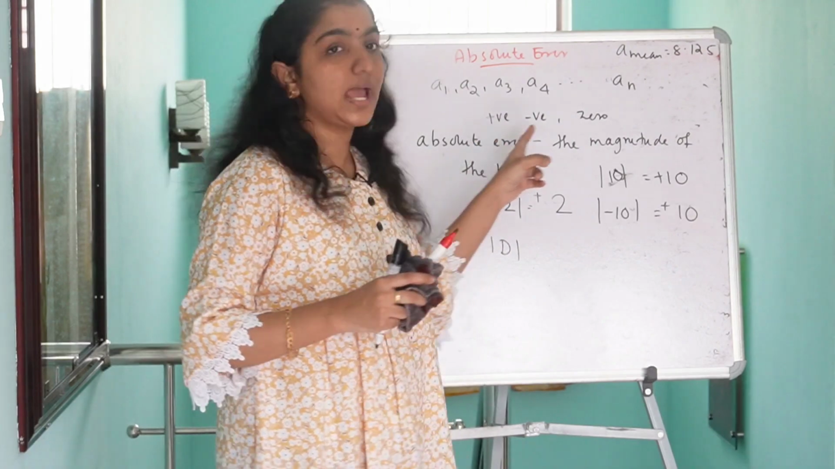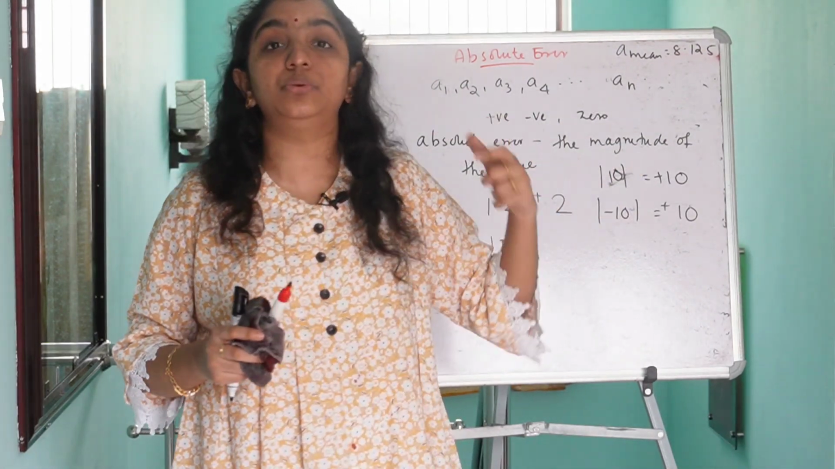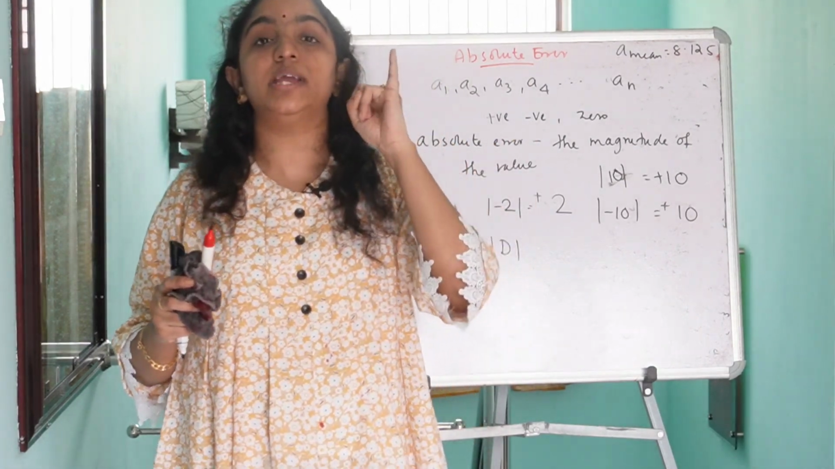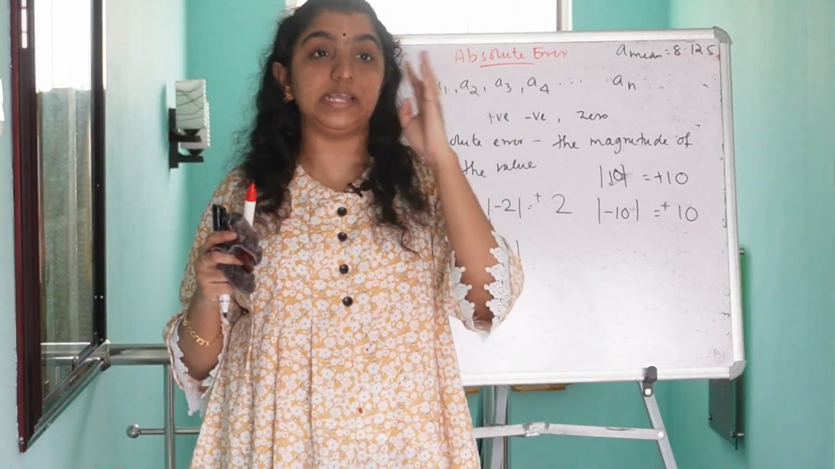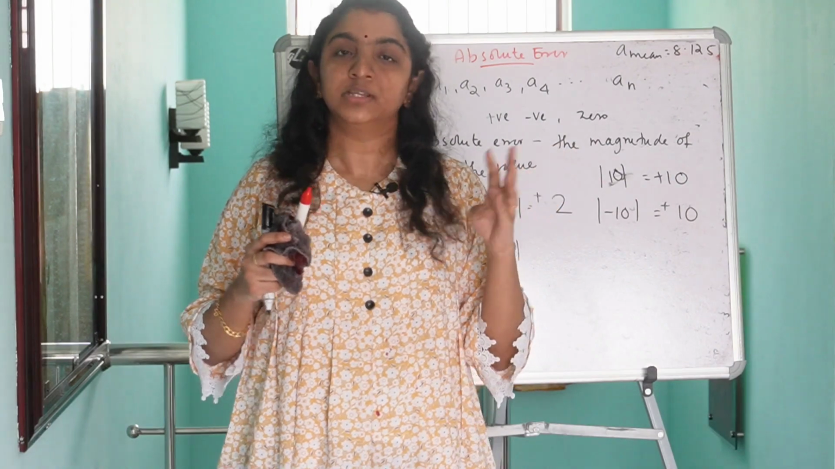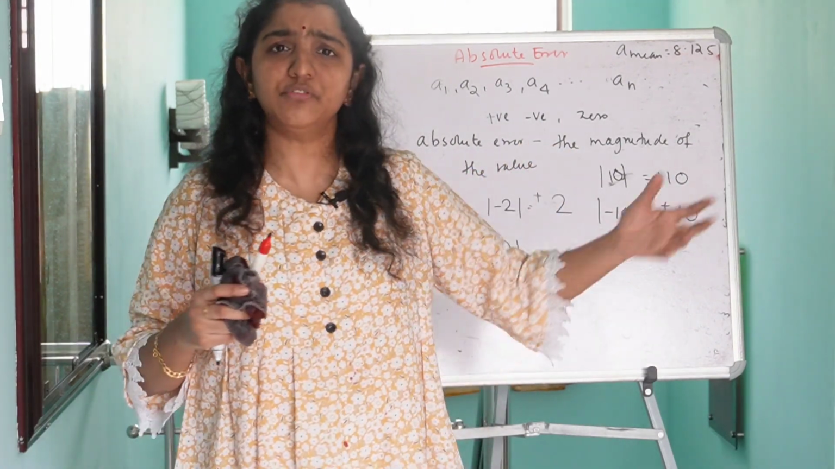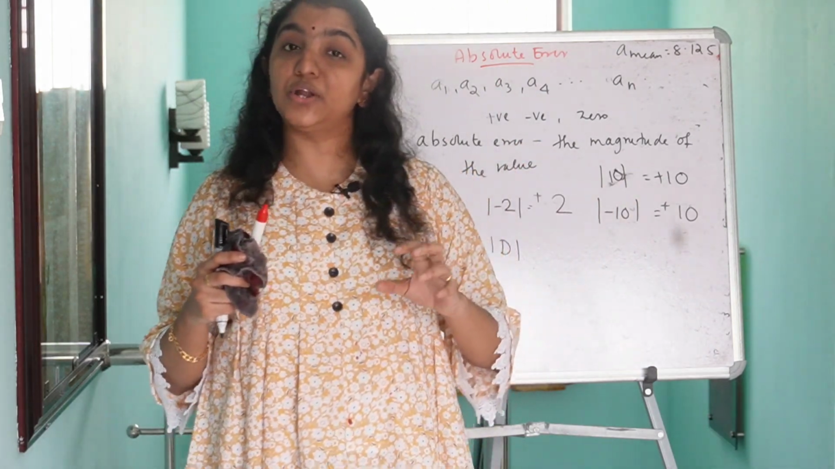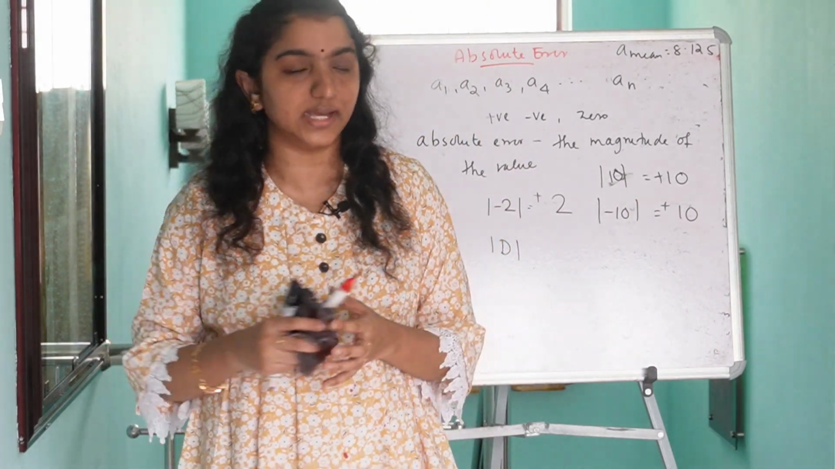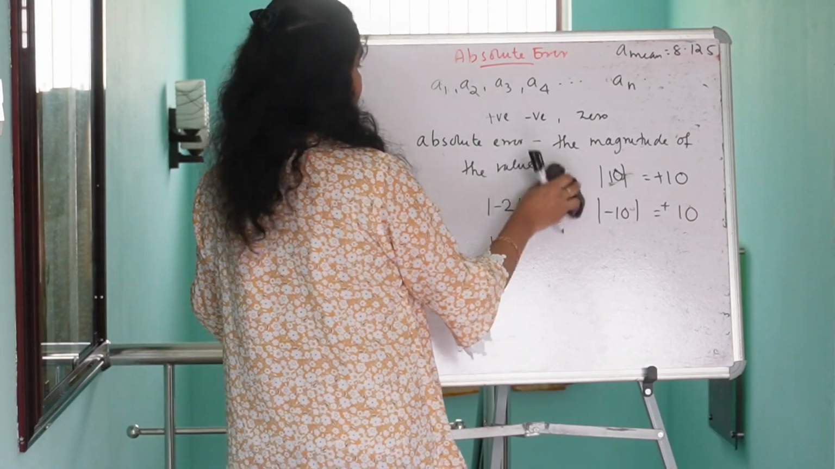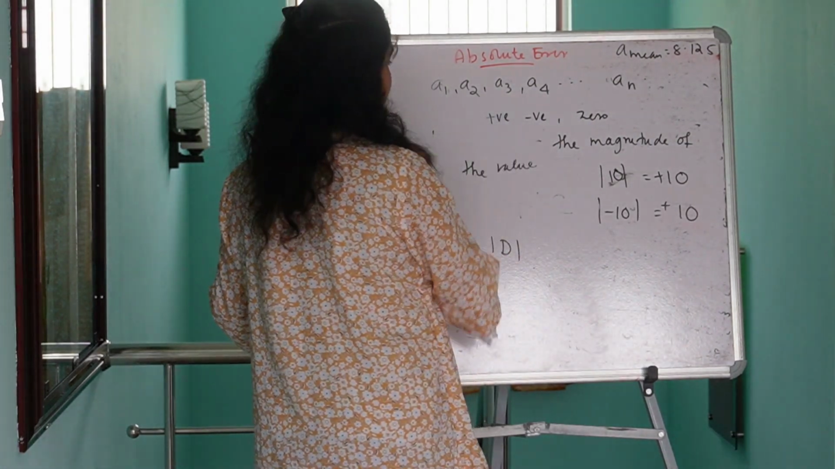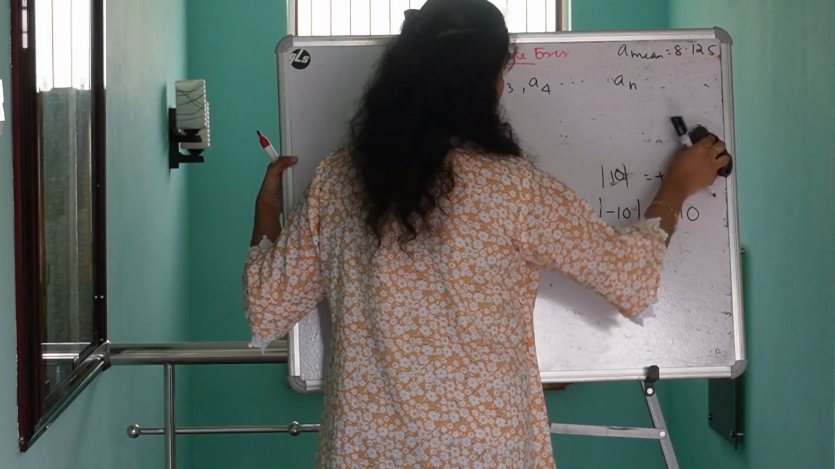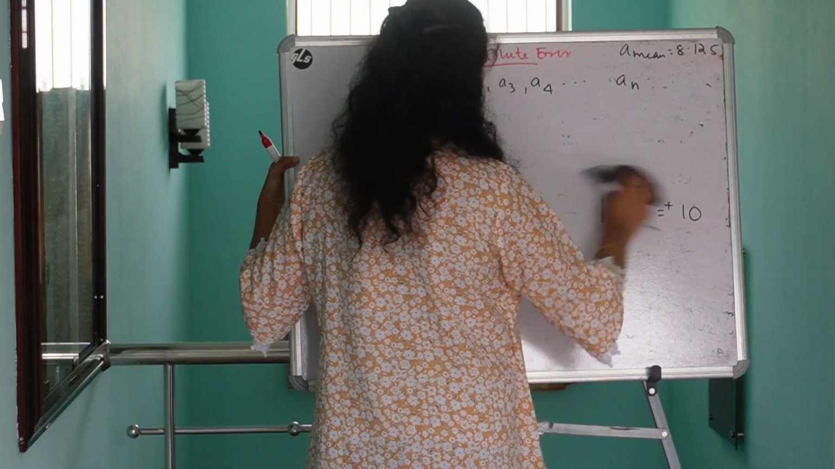So while finding absolute errors of individual measurements, initially we will find the errors in individual measurements. Then for finding the absolute error, we simply find the magnitude of the error values. Is it clear? So let's first write it in generalized form and then let's discuss an example for that. And let's move on to the next topic.